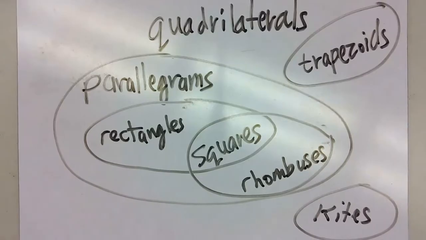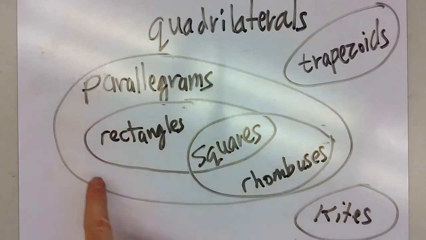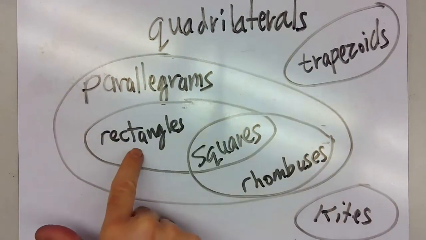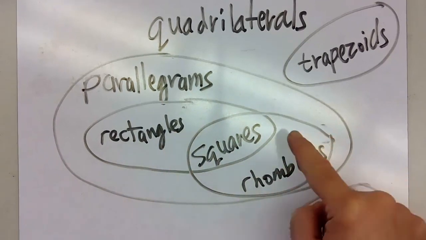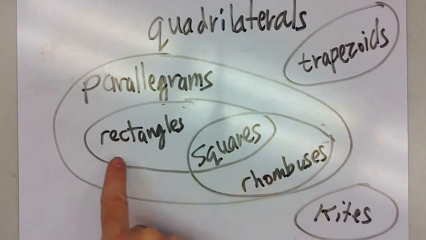All right, so let's wrap things up with a Venn diagram. When we're talking about classifying quadrilaterals, that includes any shape, any figure that has four sides and four interior angles. Those four interior angles always sum to 360 degrees. The biggest group that we studied were parallelograms, and they include rectangles, which are equiangular. They include rhombuses, which are equilateral, and they include squares, which are both rectangles and rhombuses.